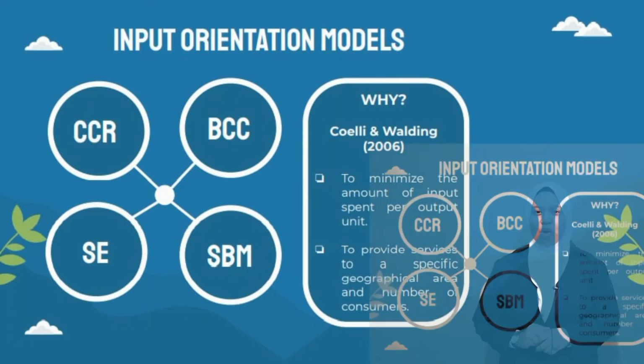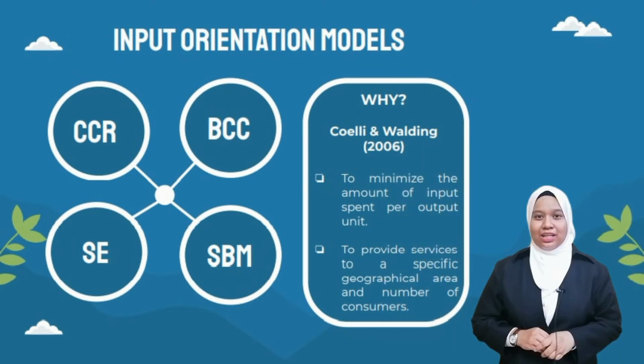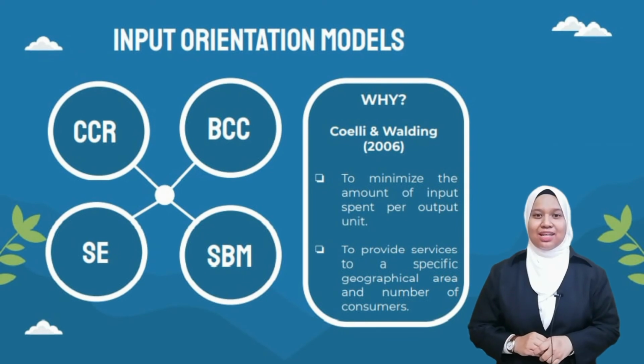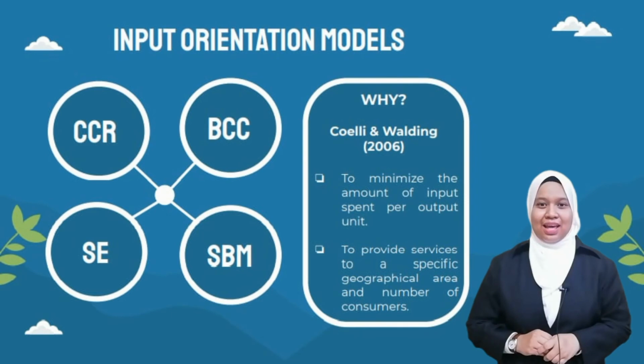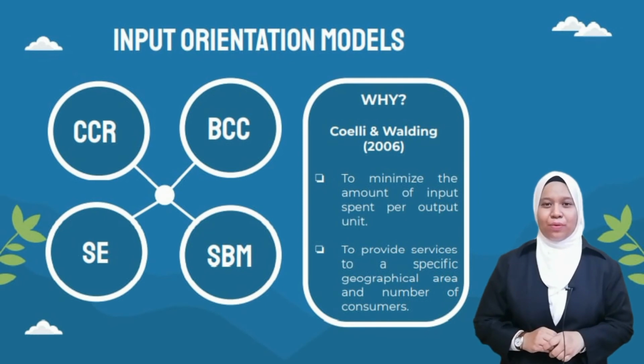So, as a conclusion, from the four DEA models, we have decided to use the CCR, BCC, Super Efficiency and SBM input-oriented models in our study to measure the efficiency of the water supply system in Malaysia. This is because, according to Coelli and Walding 2006, the use of input-oriented is to minimize the amount of input spent per output unit. For example, our purpose is to minimize the operating expenditure while increasing the revenue of the water services. And next, to provide services to a specific geographical area and number of consumers. For example, to supply water in rural areas, which are known as places that hardly get clean water, and increase the number of consumers that receive clean water while maintaining less operating expenditure.